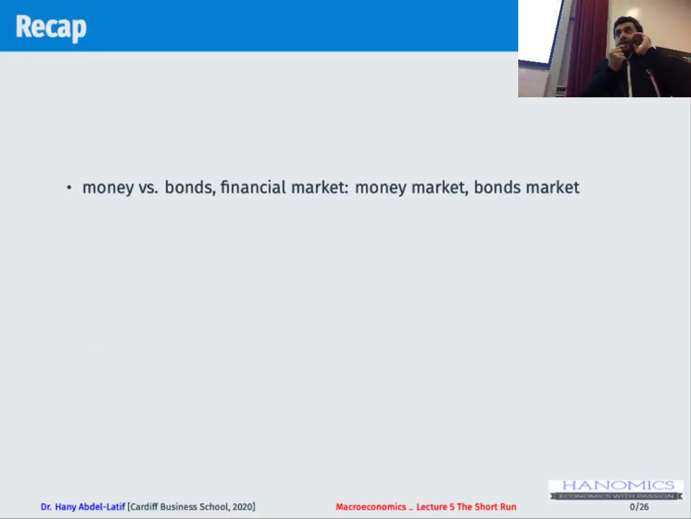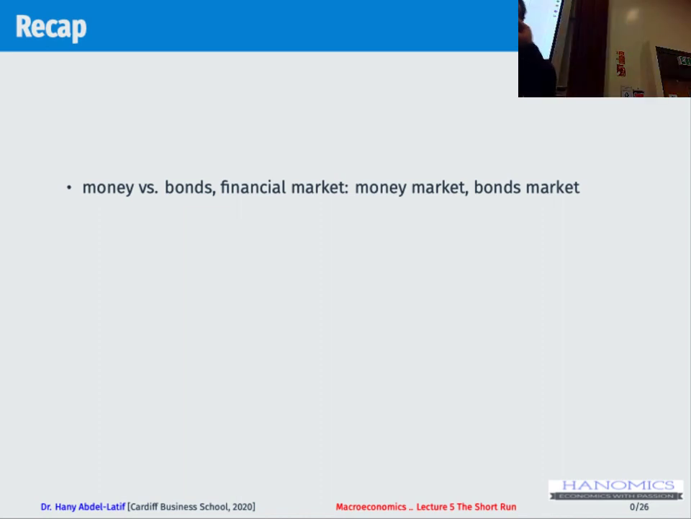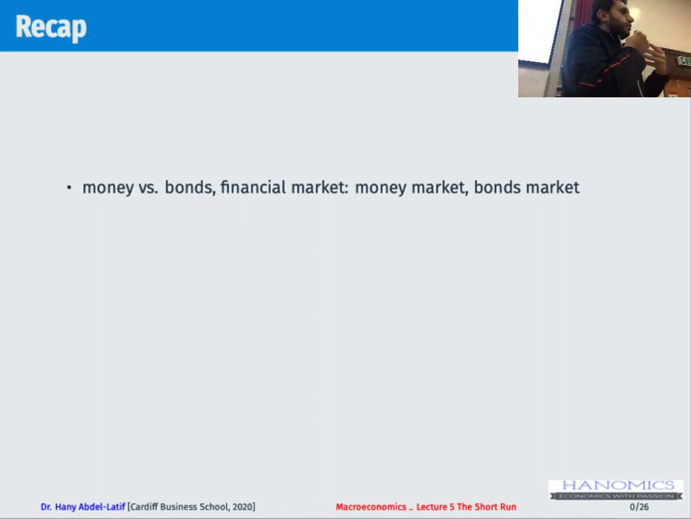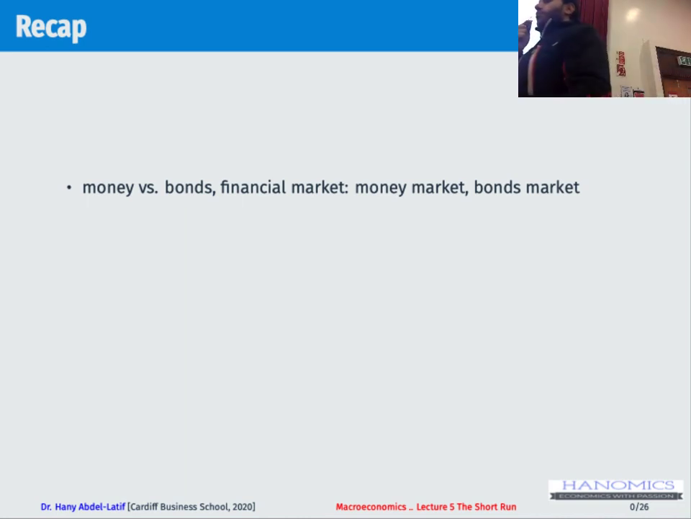I would like to start with a recap of what we did in the last lecture. In the last lecture, we talked about equilibrium in the financial markets. We started by talking about what is money and how it compares to bonds as an asset. We explained that money is a liquid asset which can be used for transactions. Bonds are not liquid, but they pay interest.